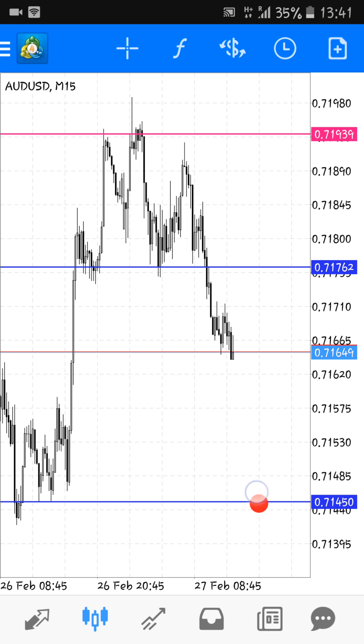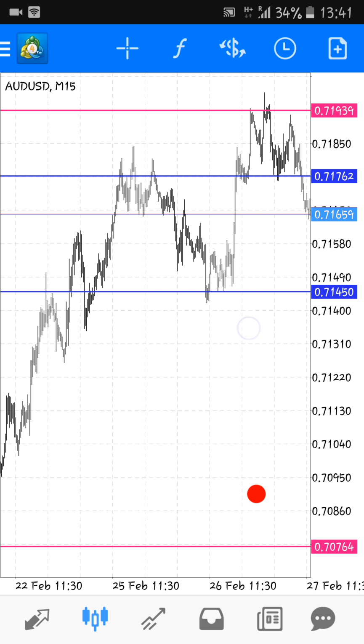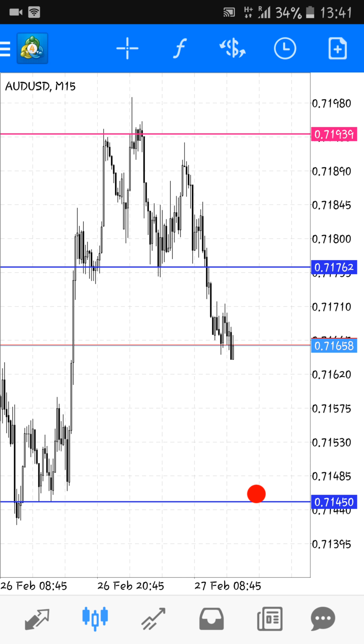this is my near-term support where buying is actually possible. So that's how you look at support and resistance, and adding confluence or confirmation to your trades.